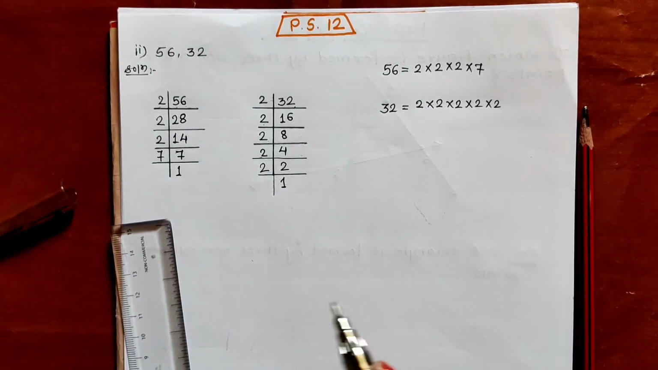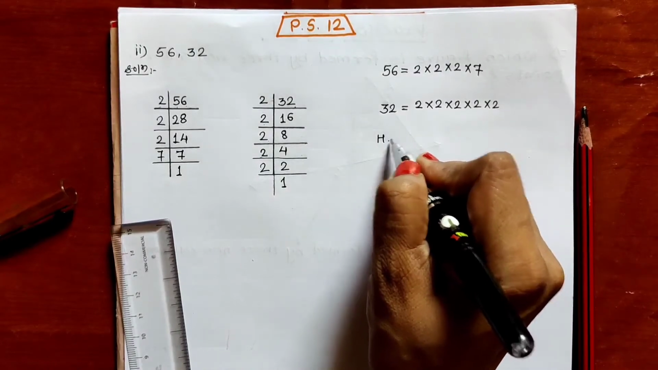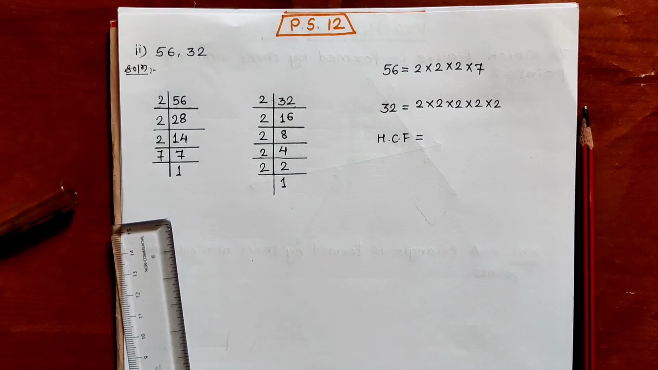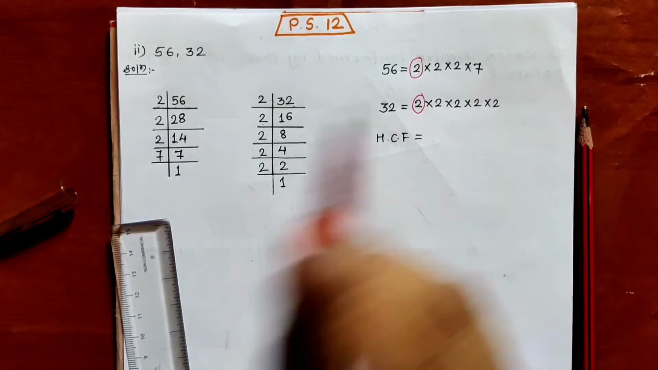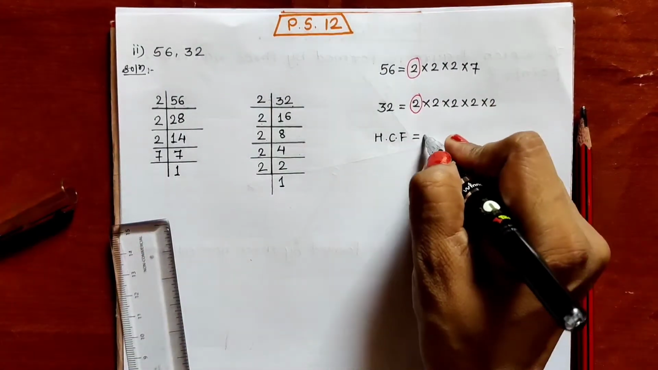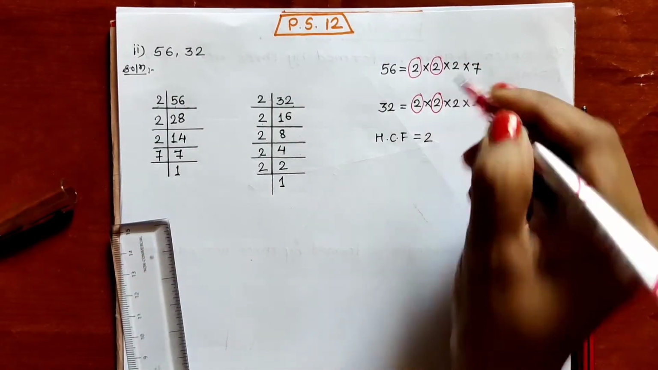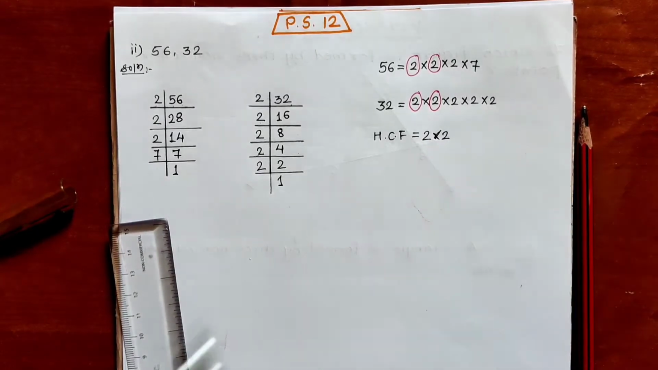Now let us find out the common factors. I will first write HCF. First find out the common factors. First factor 2 is common in both the factors. So first 2 is there. Then again second 2 is common in both these numbers. So multiply by second 2. One time we write only. We don't write two times because it is common. So we have to write one time.